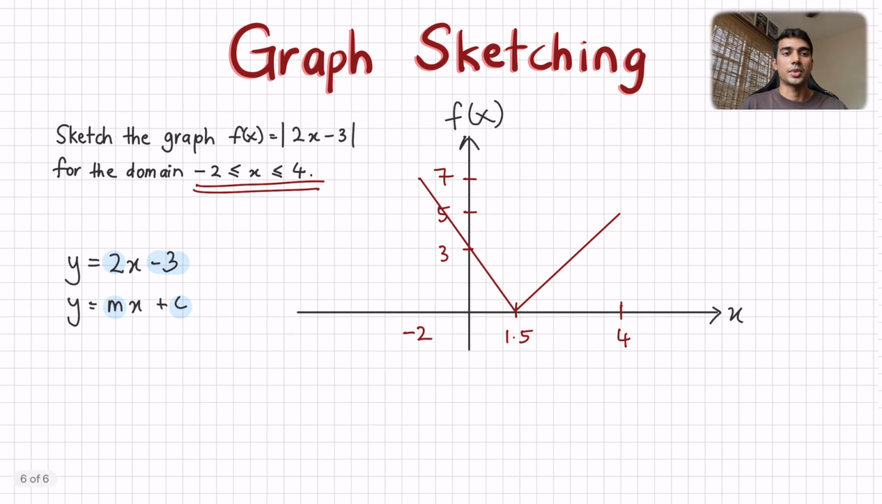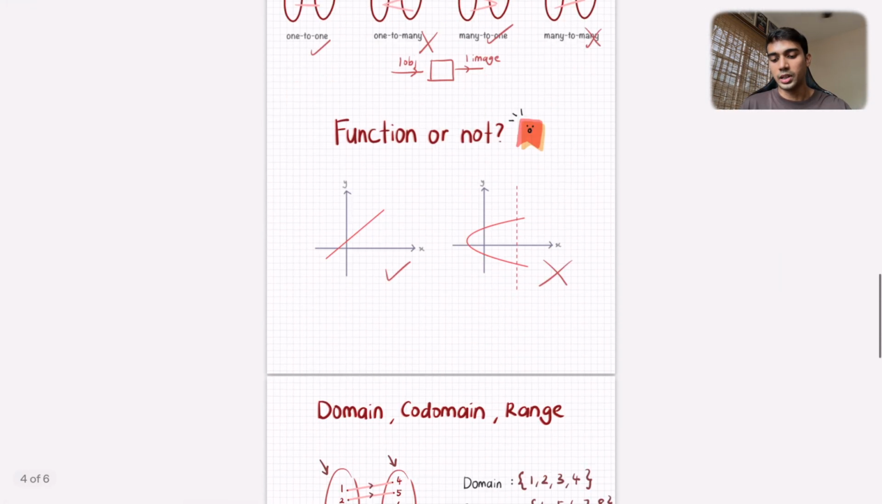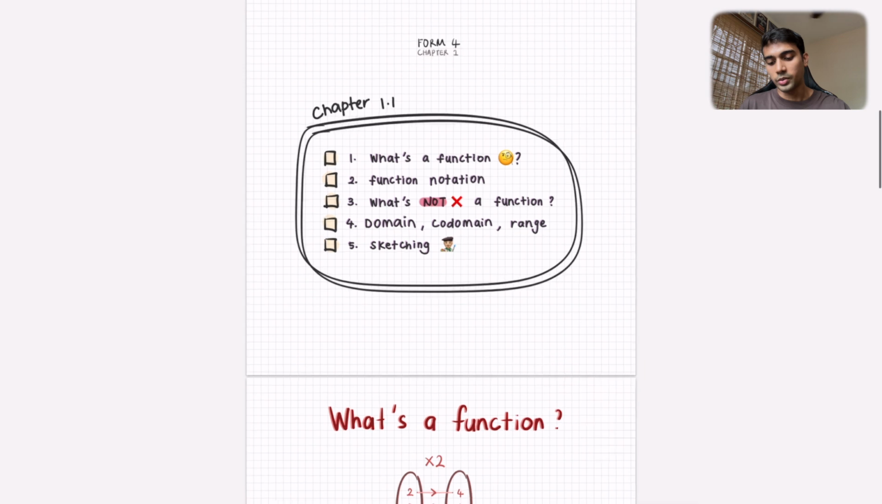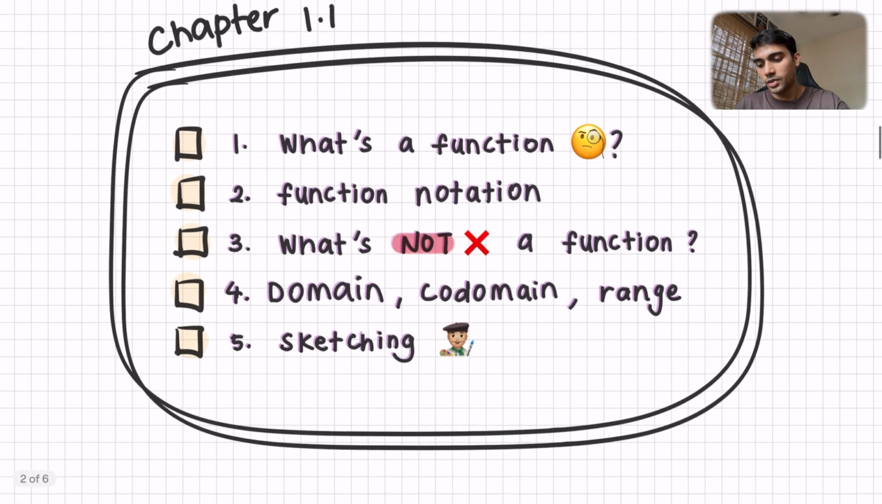So that is it for chapter 1.1. Let's recap what we learned today. We looked at what's a function. A function is the relationship between an object and an image. We learned how to write function notation in 2 different ways. We learned what's not a function. A function is only when an object has one image. We learned how to write domain, codomain, and range. And we learned how to sketch a function.